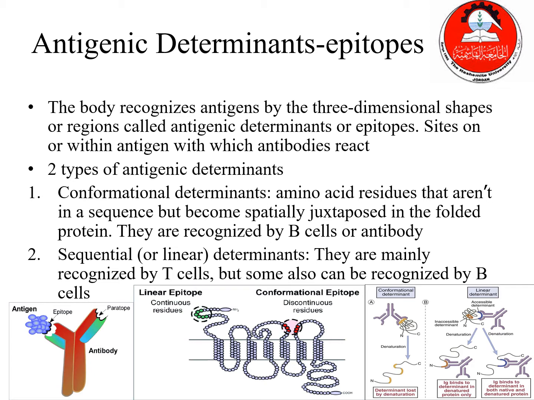Antigenic determinants or epitopes. The body recognizes antigen by the 3-dimensional shape or region called antigenic determinant or epitope, sites on or within the antigen with which antibodies react. So what is an epitope?